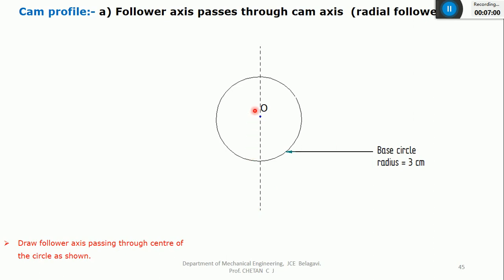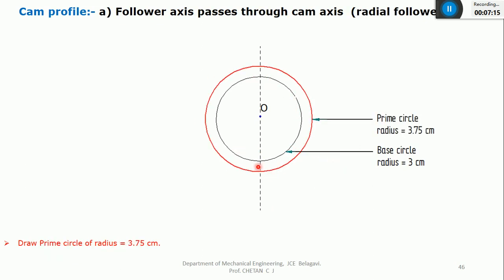And I'll indicate the axis which is passing through the center of the circle. So this is the vertical axis, which is passing through this circle. After drawing this, there is one more extra circle, that is a prime circle. This comes only in the case of a roller type of follower. Remember this prime circle. You have to use this only in the case of a roller type of follower, not for the knife edge, not for the flat faced follower.